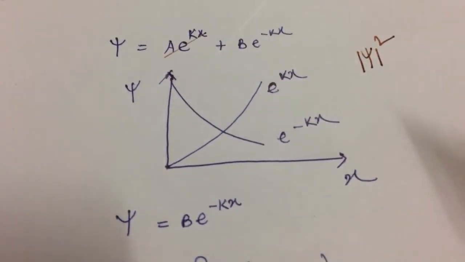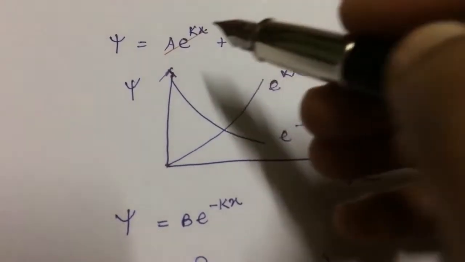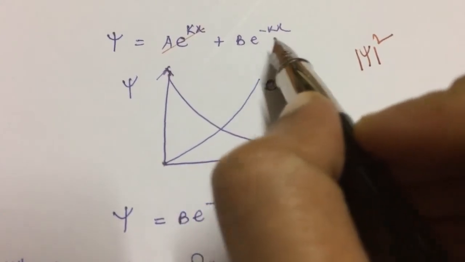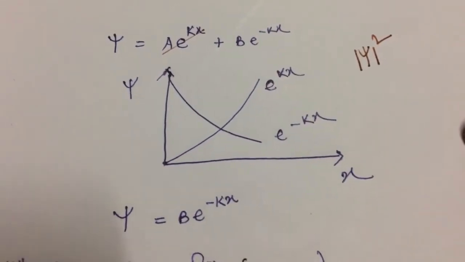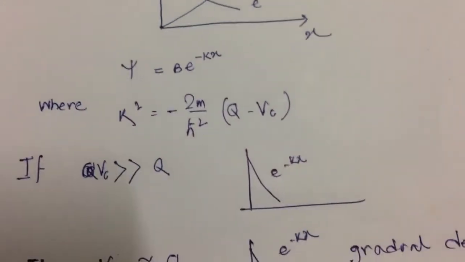So we can easily omit this portion of the solution, because if more nuclei or atoms are present, then obviously there will be more decays. So this will be e to the power minus kx, and we have already derived this relation.